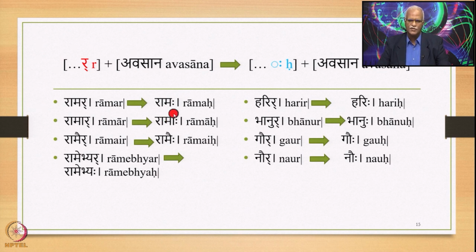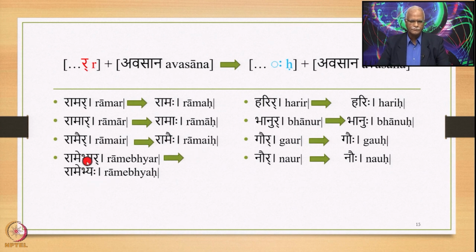Now there is no scope for this to be substituted any further by any other sound. Similarly Ramar, this is 1/3 and this will be once again substituted as Ramaha. So R at the end of the pada and following is the Avasana and R is substituted by Visarga. Similarly Ramair, this is 3/3 and once again there is no sound coming after, Avasana coming after. So this R is substituted by the Visarga Ramaihi.